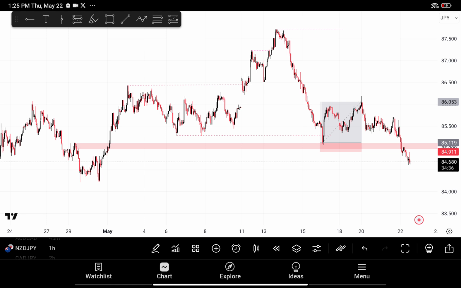Then the last one is the most important type of analysis, and that analysis is what we call the mental or emotional analysis. You see, people can actually teach you fundamentals, people can teach you technicals, but nobody is going to teach you emotional or mental analysis. You are going to learn it yourself, and sometimes you learn it the hard way.